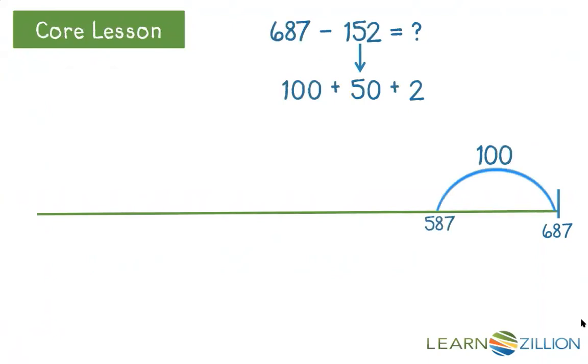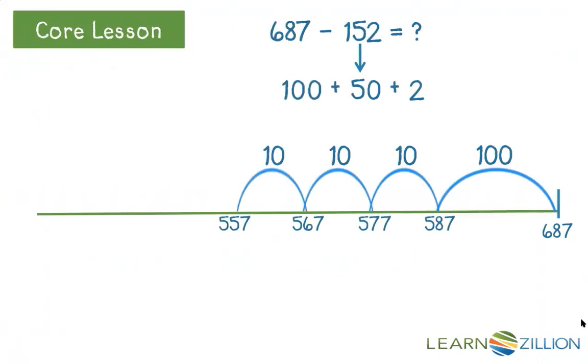And then I have 5 tens jumps to jump backwards. So 587 minus 10 is 577, minus another 10 is 567, minus another 10 is 557, minus another 10 is 547, and minus the 5th 10 is 537.